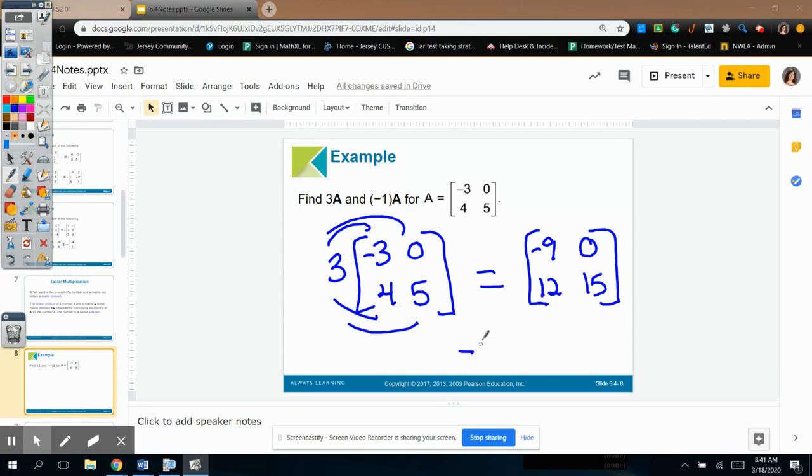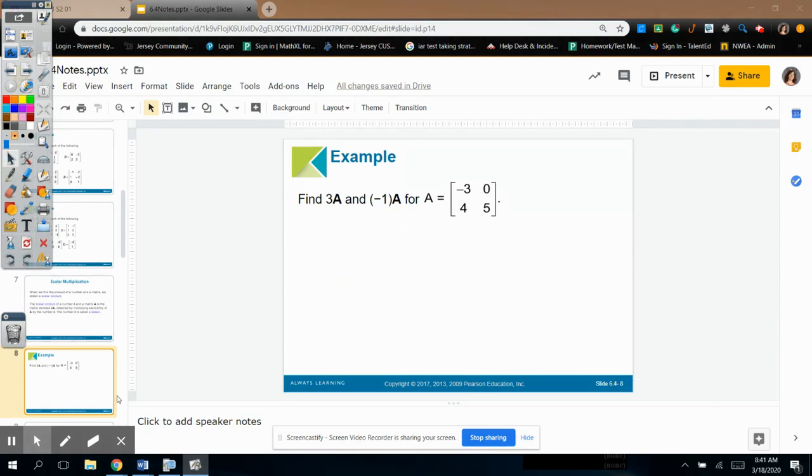If I take negative 1 times A, it's just changing all the signs of matrix A, right? Negative 1 times all those signs. So it'll be 3, 0, negative 4, and negative 5. Okay, scalar multiplication is pretty easy. What else do I have for you?